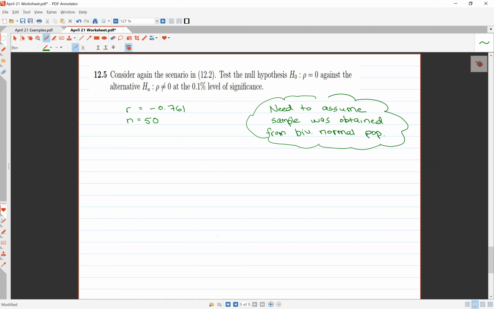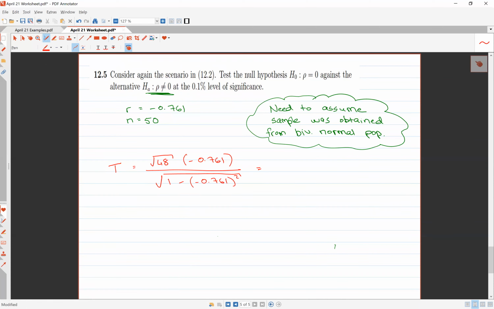So keep an eye out for that kind of thing if I ask you about assumptions you need to make for your inference to be valid. But now we have what we need to test our null hypothesis of a zero correlation, in this case against a two-sided alternative. So test statistic T is going to be square root of sample size minus 2 times your correlation value over square root of 1 minus the square of the correlation value.